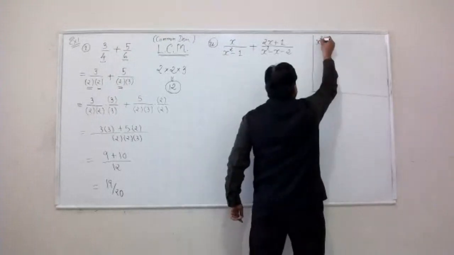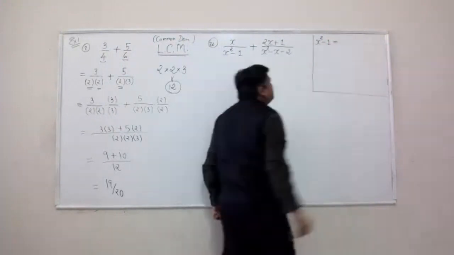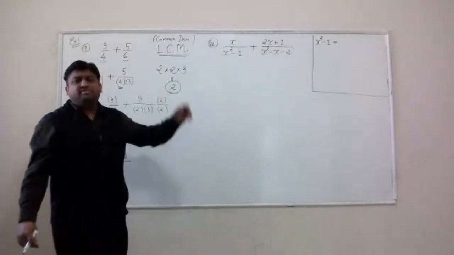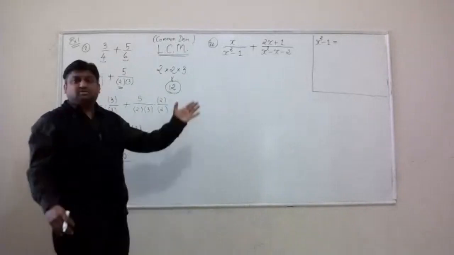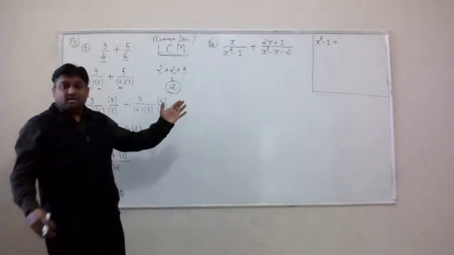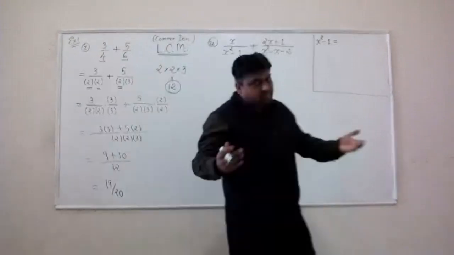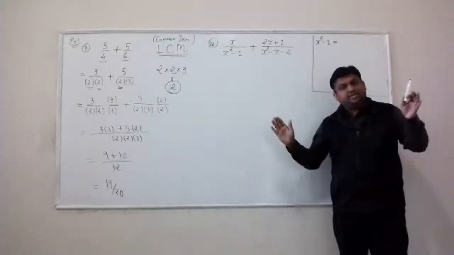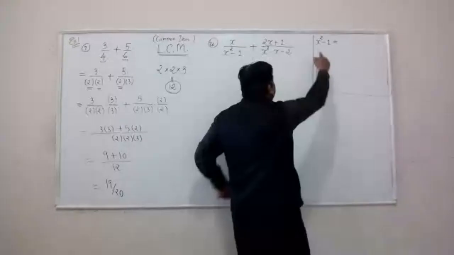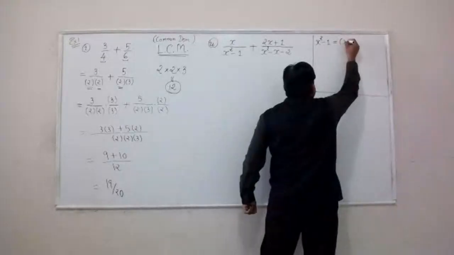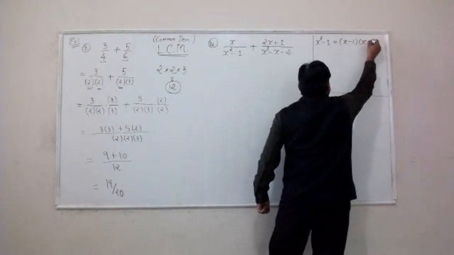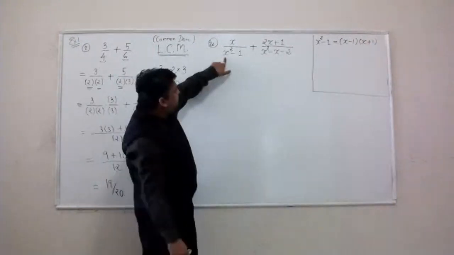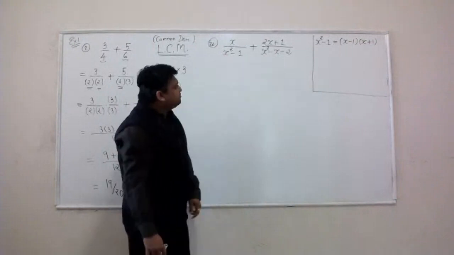Let's start with x squared minus 1. Looks like this is a two-term expression in the form of a difference of two squares, right? Looks like a squared minus b squared. Do we know its factorization? The answer should be yes. Its factorization should be a minus b, a plus b. Meaning, in this case, the factorization would be x minus 1, x plus 1. Right? This is a full factorization of the denominator of the first term.